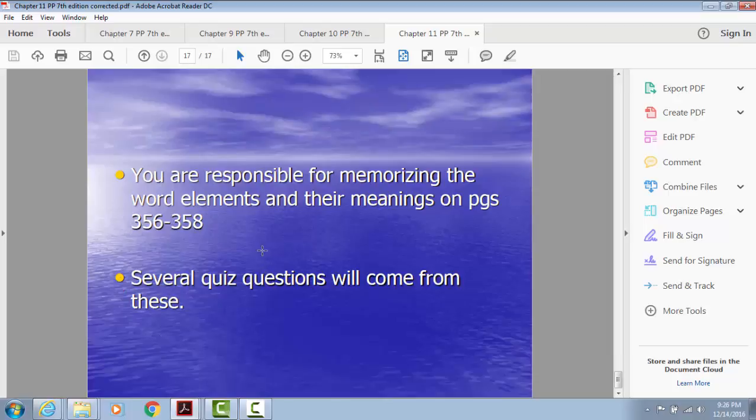You are responsible for memorizing the word elements and their meanings on pages 356 through 358. And that is again where you're going to make flashcards and memorize those word parts. Here ends the recording for Chapter 11, Urinary System.